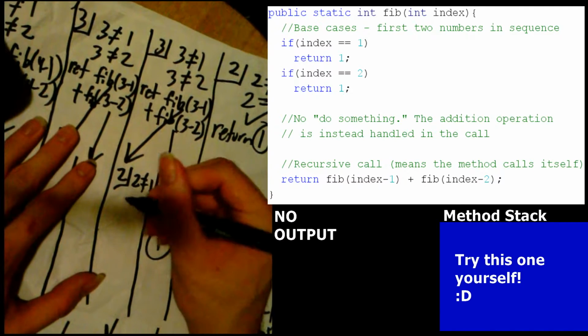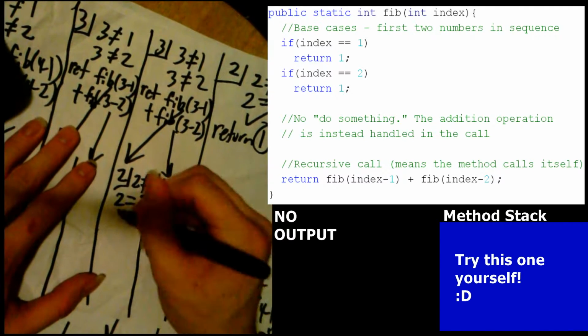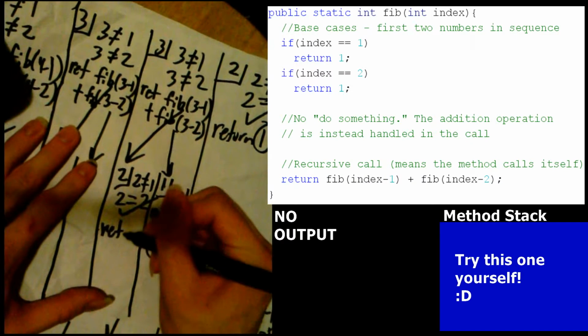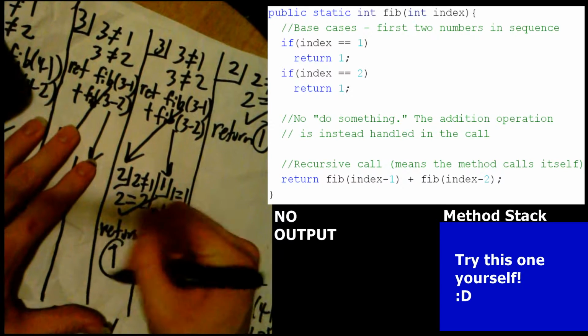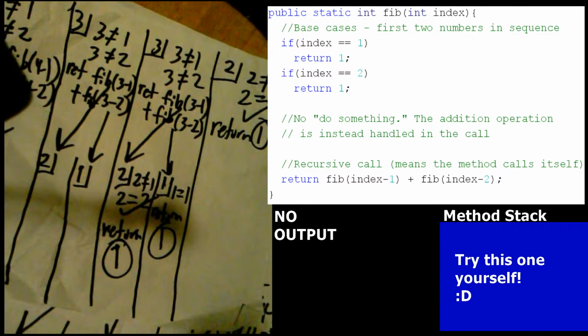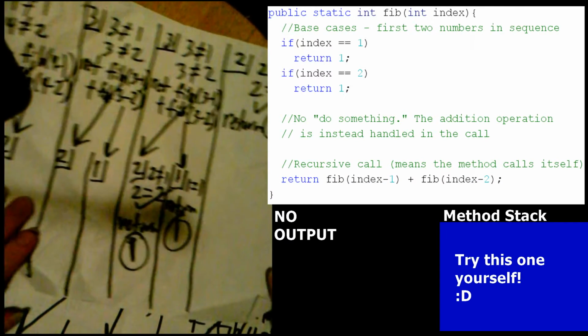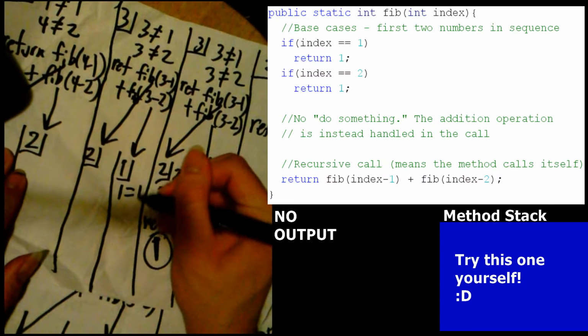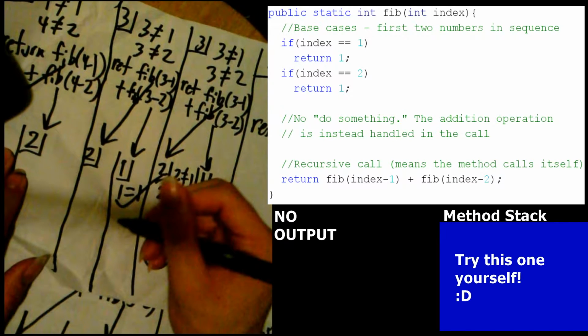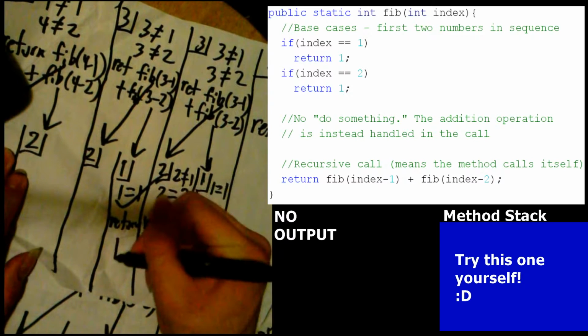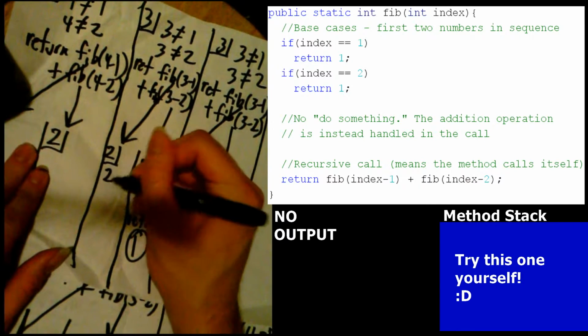Then we have another call with 2. 2 is not 1, but 2 is 2. And so we return another 1. So you're getting the idea that at the end of this, we're going to add up all these numbers that we've been returning. Because each time that we return 1, it returns back to that function call, like here, where we return 1 from the 1 call.